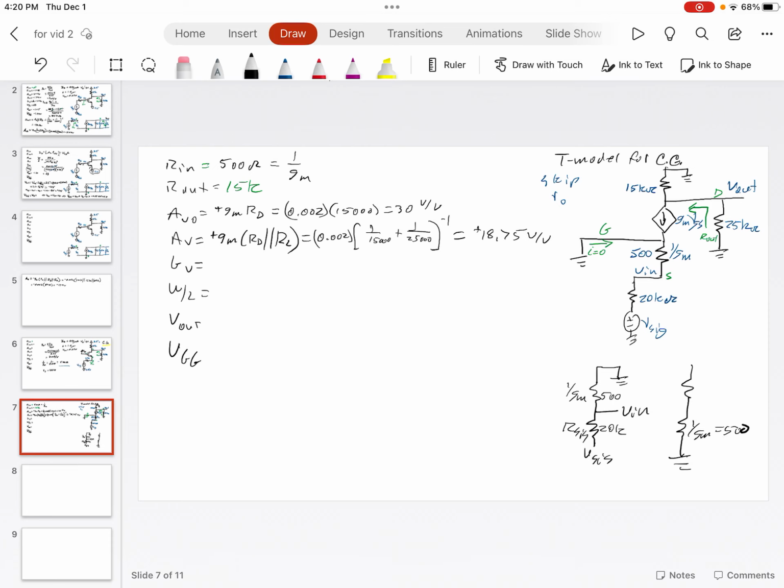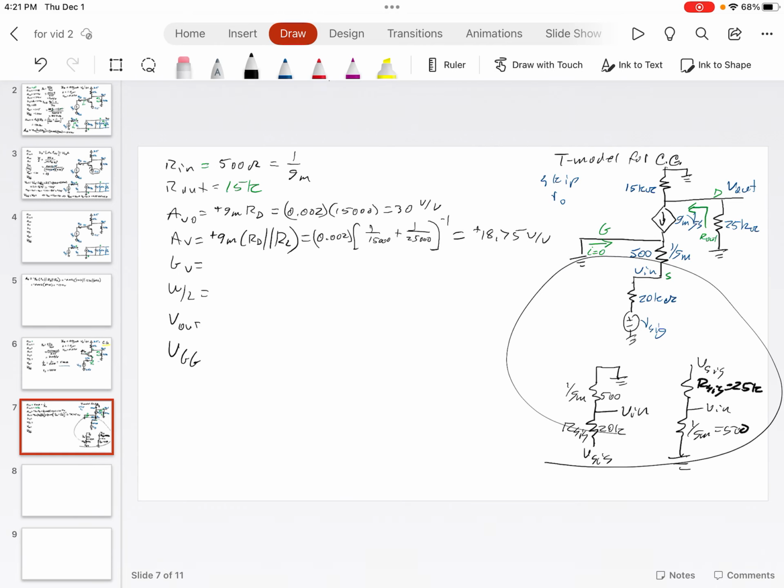We've got 1 over GM, it's 500 ohms, and R sig is equal to 25K, and VN is right here. Oops, sorry, that's V sig. V sig is here, so VN is right there. Look at that and convince yourself that all three of these things are really equivalent ways of saying the same thing.